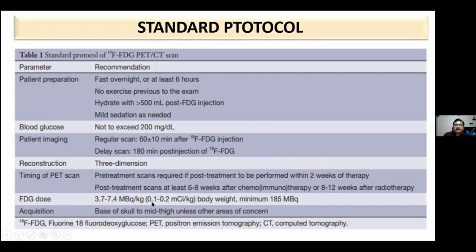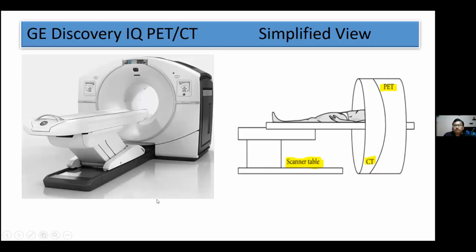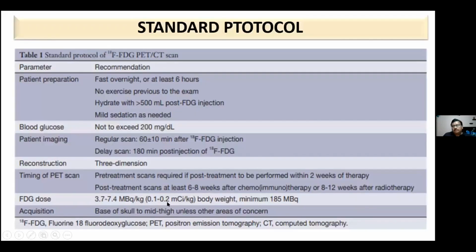The FDG dose is 0.1 to 0.3 millicurie per kg. Now, for the general population, what I would like to say is that the minimum dose for pediatric age is 1 millicurie. 1 millicurie is the minimum dose, whatever the age, we don't give less than 1. But if the child is 20 kg, we can give 4 millicurie or 3 millicurie accordingly. We individualize the dose to reduce the radiation and nothing else.